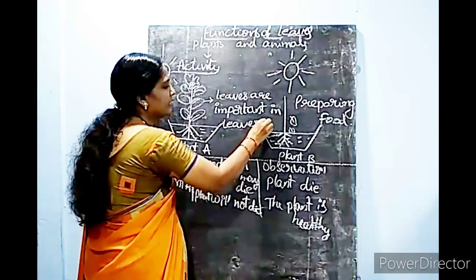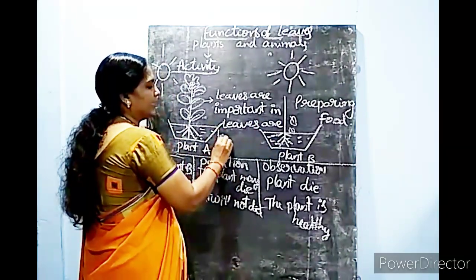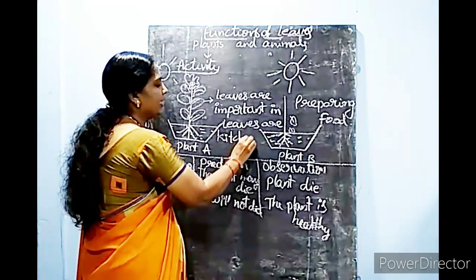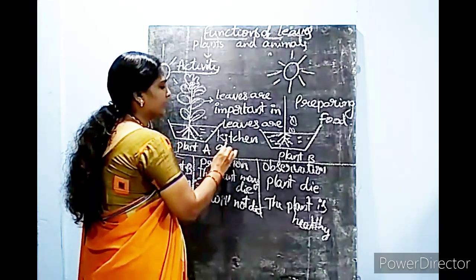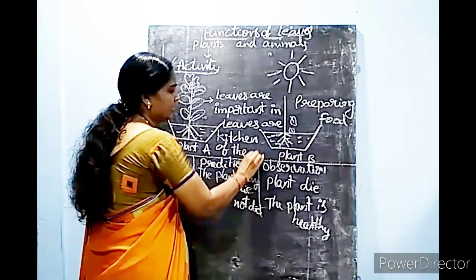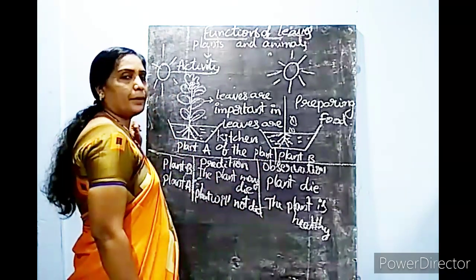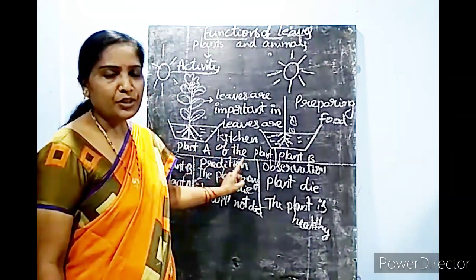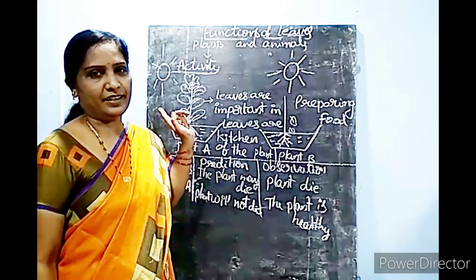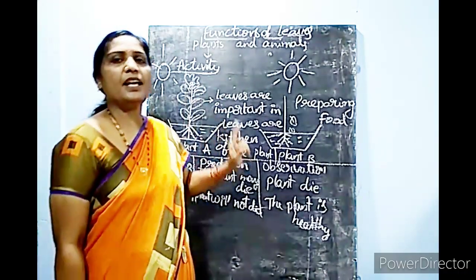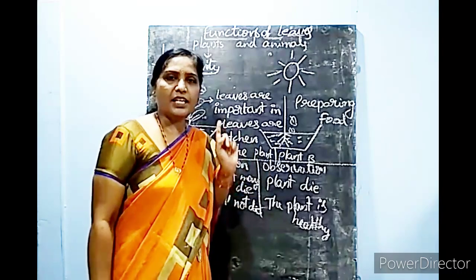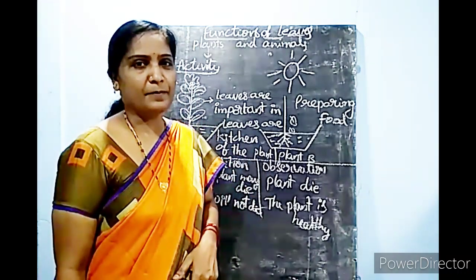So that's why we can say the leaves are the kitchen of the plant. Why are we calling it the kitchen of the plant? Because it's acting like a kitchen for the plant. It's preparing food for the whole plant. That's why we can say the leaves are the kitchen of the plants.